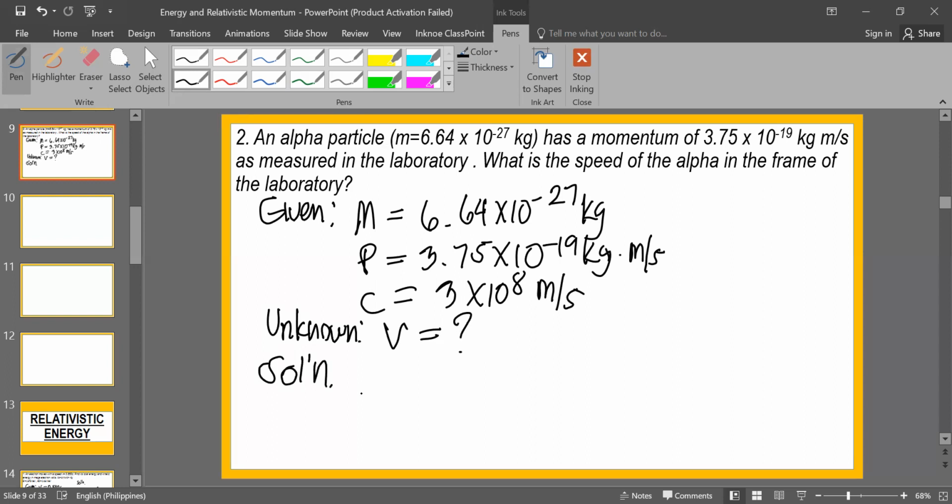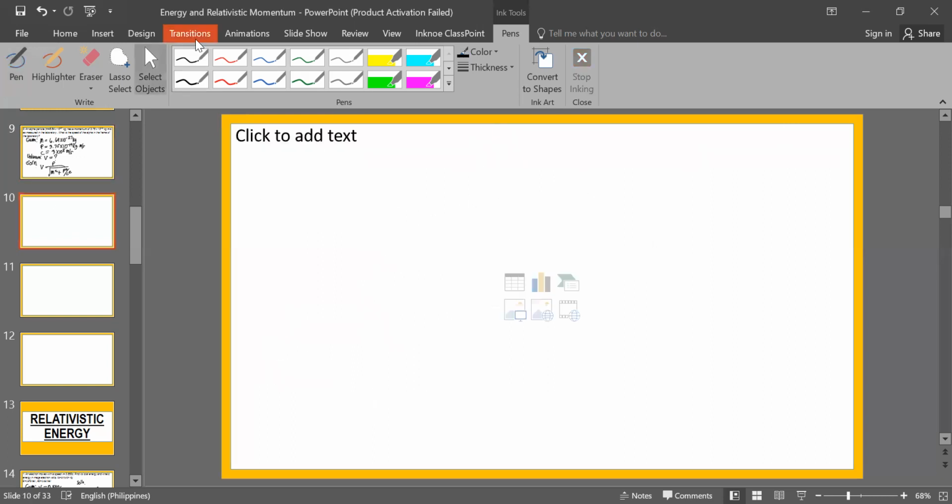gamitin natin yung equation na ito. V equals P all over by the square root of M squared plus P squared over C squared. Yung M, that's the mass of the particle. Yung P, yung momentum ng particle. Letter C, yun yung speed of light. So gamit tong equation na to, isolve natin kung ano man yung kailangan hanapin dito. So pakibalikan na lang, pa-rewind na lang yung video para makita niyo yung mga given quantities.